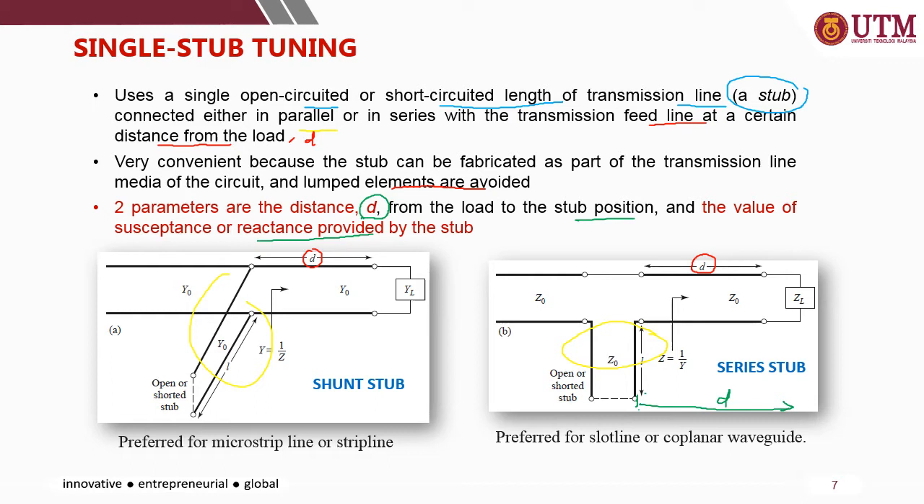Okay, so there are two configurations. The first one is the shunt stub. This is the left figure, basically the configuration of the shunt stub, while the right-hand side is the series stub. The shunt stub is preferred for microstrip line or strip line, while the series stub is preferable for slot line or coplanar waveguide.